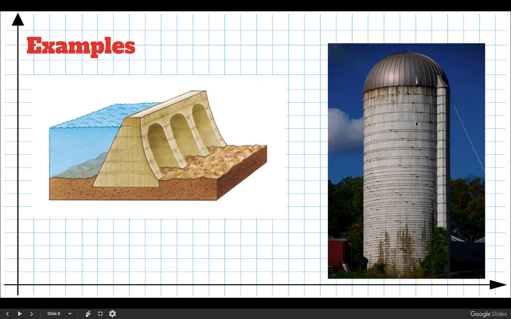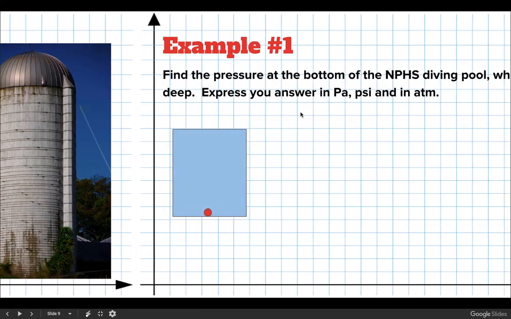Another example, corn acts like a fluid sometimes. And so if you have corn or grain, the pressure gets greater and greater the deeper and deeper you go. And so you can notice that the reinforcing bands on silos actually get closer and closer together to withstand the greater pressure of the fluid at the bottom than at the top. So those are two examples of this hydrostatic pressure principle.